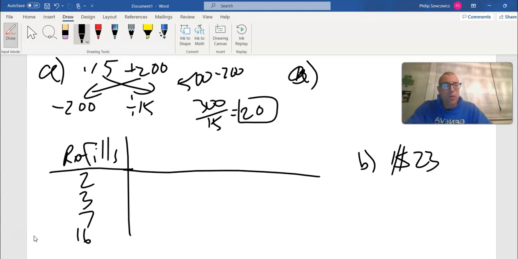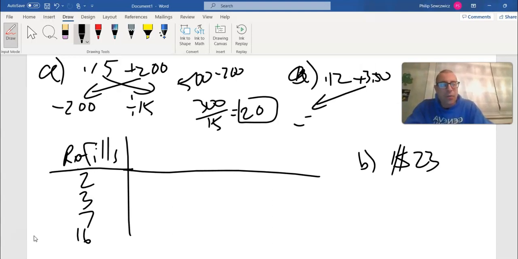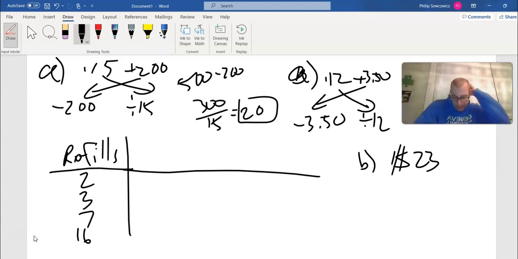Same thing over here with the bottom DVD question. We were always multiplying it by 12, and then we were always adding on 3.50. So again, we're going to do the opposite. Instead of adding, we're subtracting. Instead of multiplying, we are dividing. Now, the thing with this particular one is that if it doesn't come out clean, you have to interpret your answers. And it's the same thing with the other problem as well.